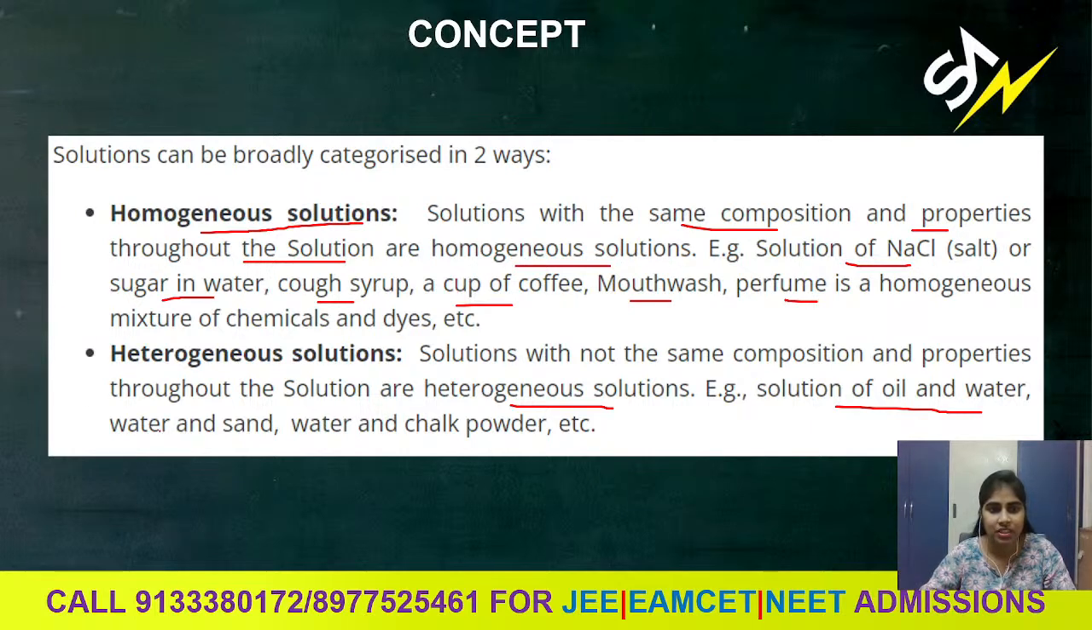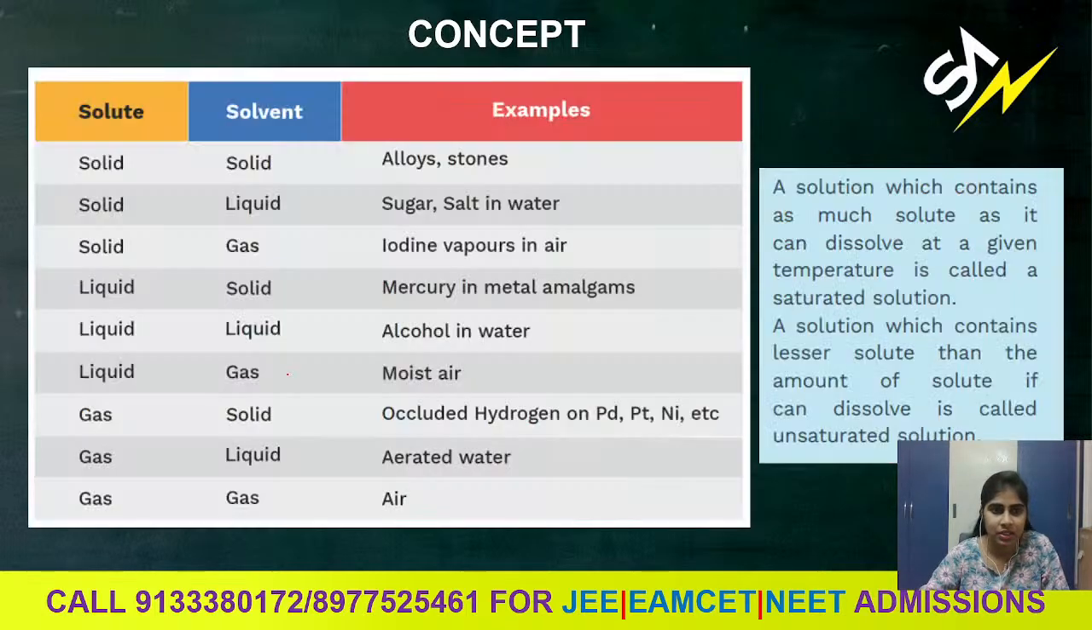Water and sand mixture, they cannot be soluble. And water and chalk powder, there will be a precipitate in this mixture. So this type of solutions are known as heterogeneous solutions. We have different types of solutes mixed in different types of solvents. For example, if we mix solid in solid, they are examples of alloys. They are a mixture of different minerals, right?